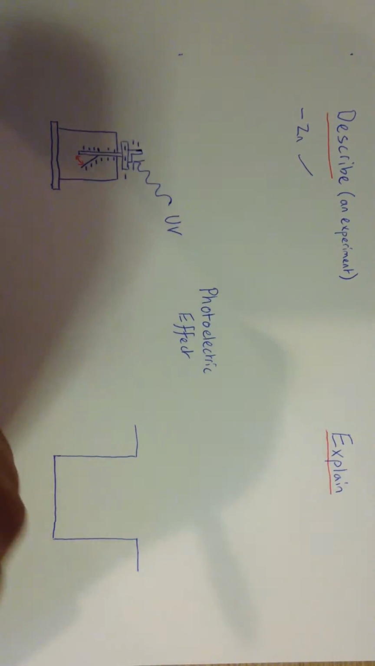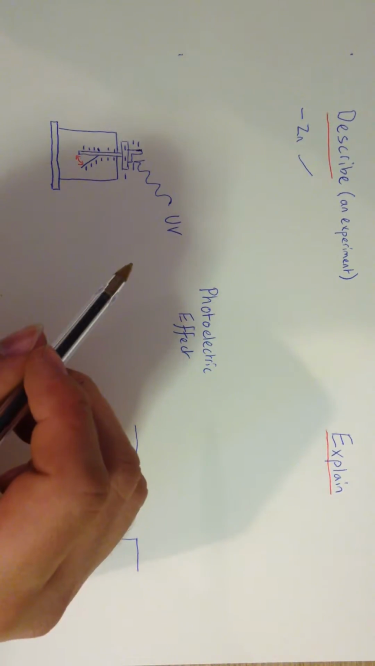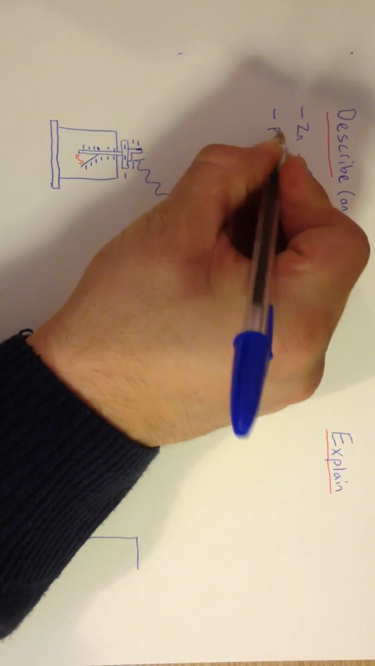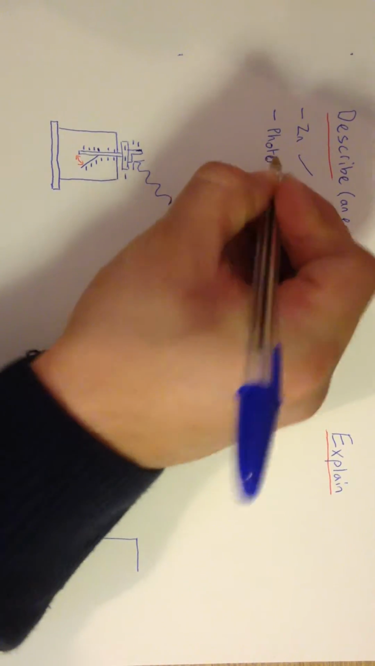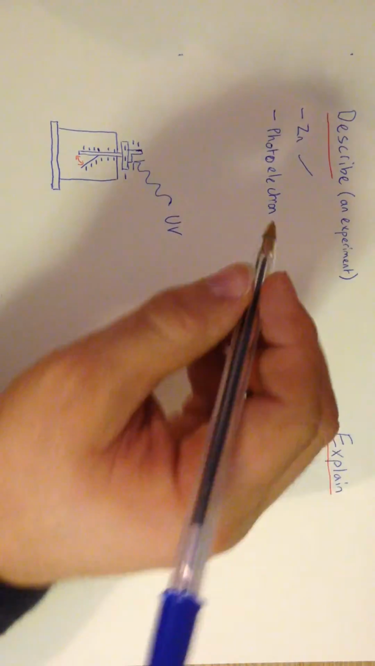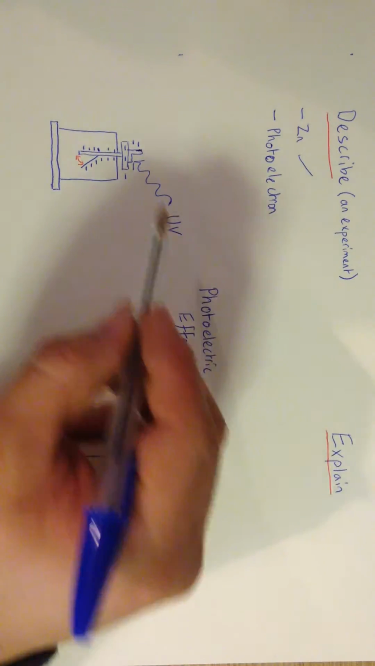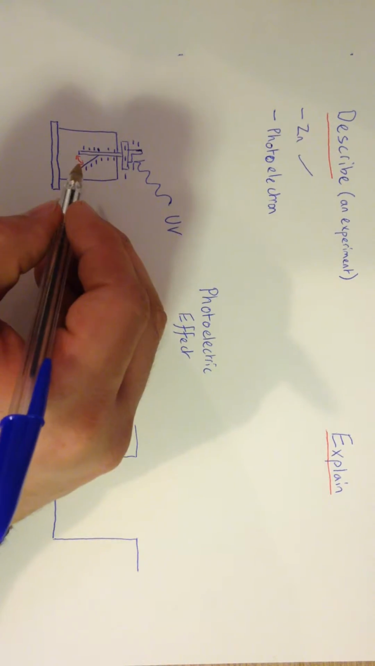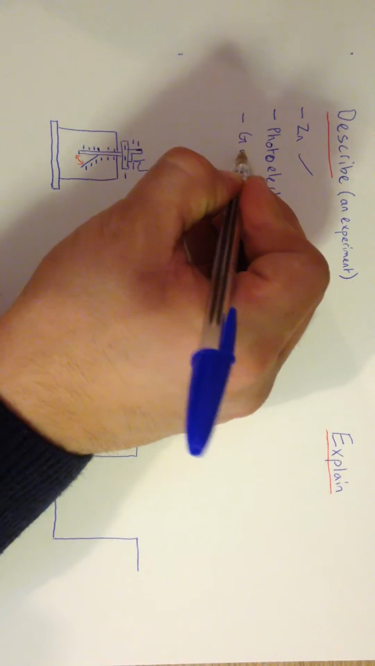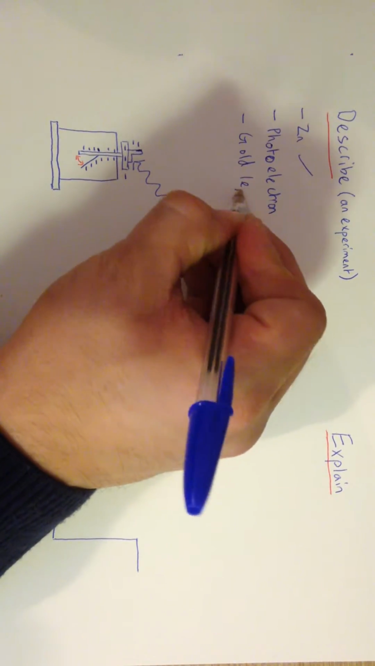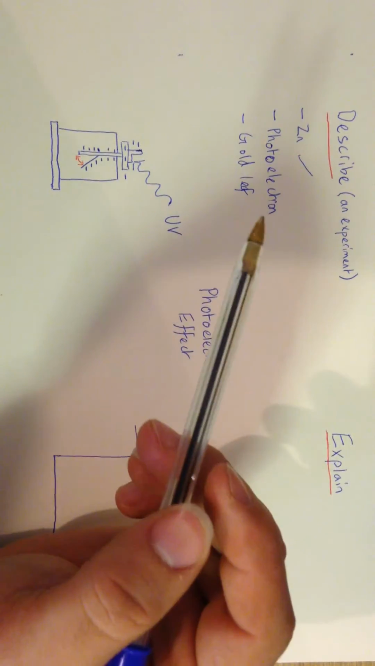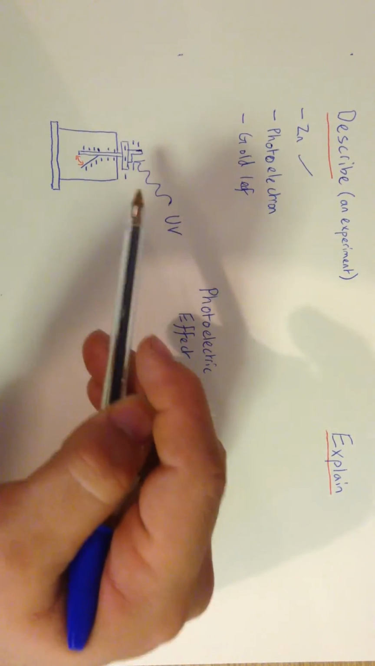The action of shining UV light on the electroscope then causes photoelectrons to be emitted. Now, this is observed with the observation of the gold leaf dropping. So the gold leaf will drop down as a result of the loss of electrons from the metal surface.